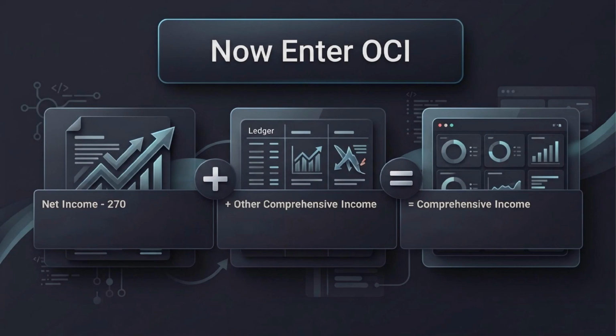Now OCI enters the story. Net income captures revenues, expenses, gains, losses, financing costs, unusual items, and tax that flow through the income statement. But some recognized changes bypass net income and go to other comprehensive income. These are not owner transactions and they are not ignored. OCI is not an accounting black hole. The items are visible, reported, and tracked. They simply travel through the equity route instead of the earnings route.